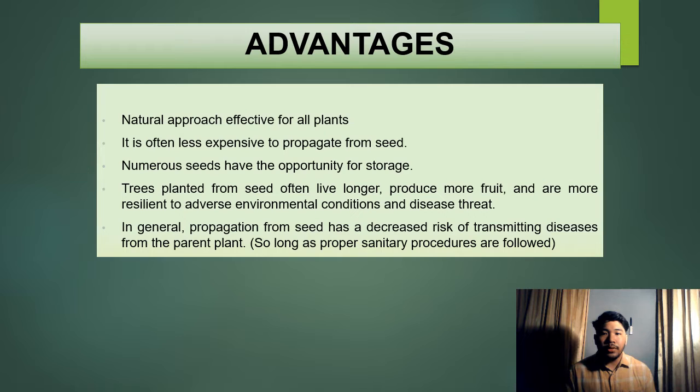So the meaning of this is that trees planted from seed can withstand adverse weather conditions and regrow following attack by pests and disease. And lastly, in general, propagation from seeds has a decreased risk of transmitting disease from the parent plant, as long as proper sanitary procedures are followed.